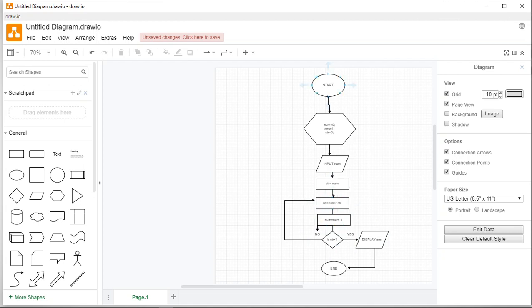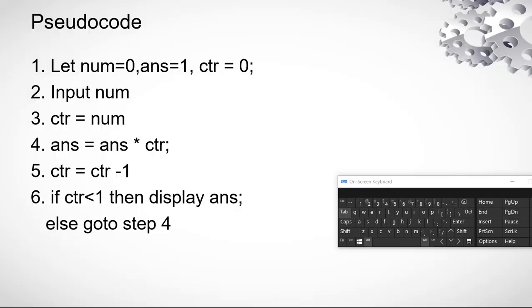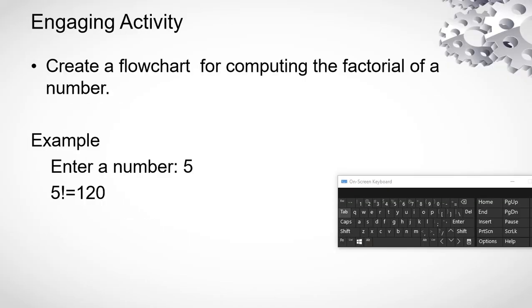And that's it. If you follow this flowchart, you will solve the given problem. Okay? Computing the factorial of a number.